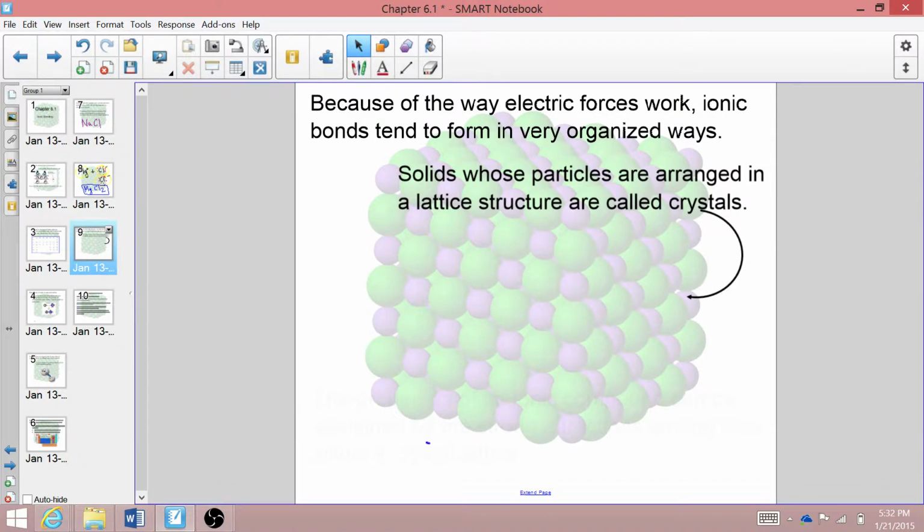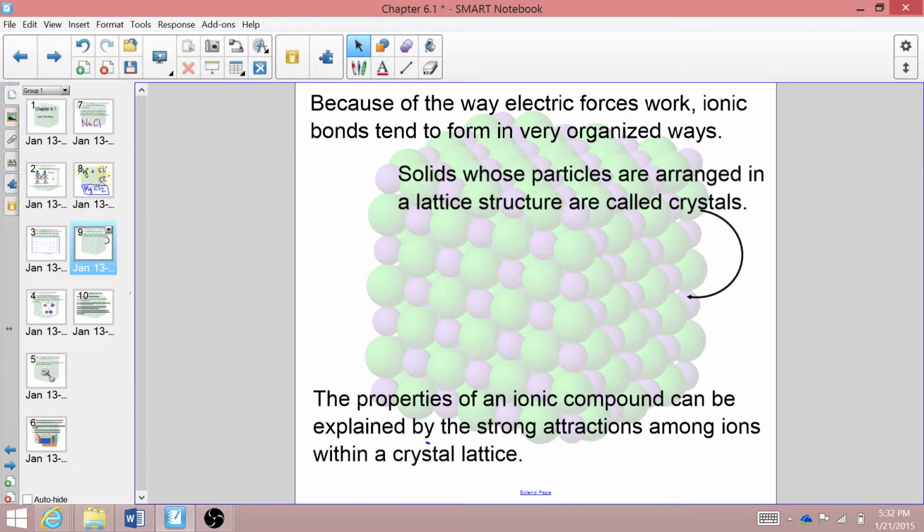And it turns out that the properties of an ionic compound can be explained by these strong attractions within this crystal. Ionic compounds tend to have a really high melting point, and they tend to be really good conductors of electricity when they're dissolved in water. The high melting point is due to the tight attractions between all of these atoms. You have to pump in a lot of heat energy in order to break those bonds apart so that these atoms can move around each other.